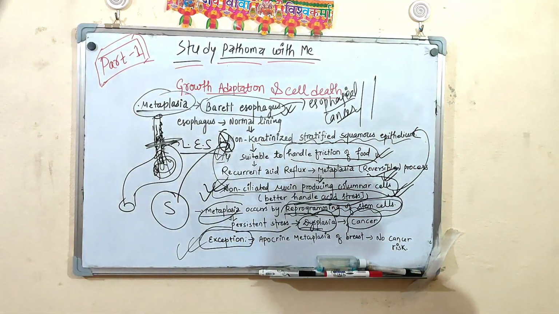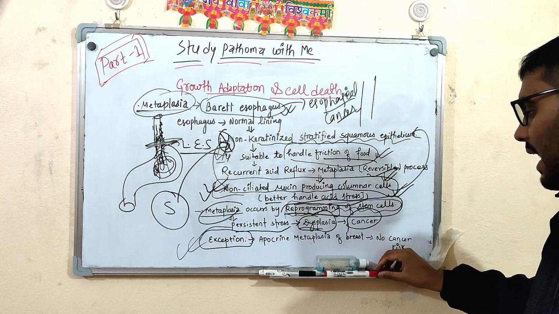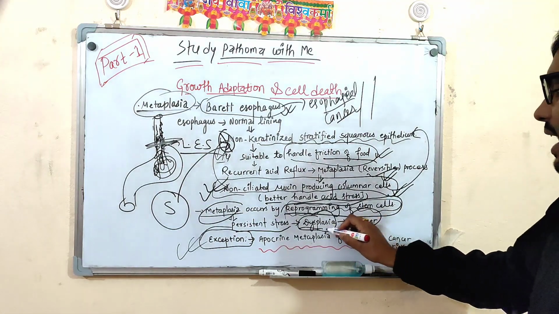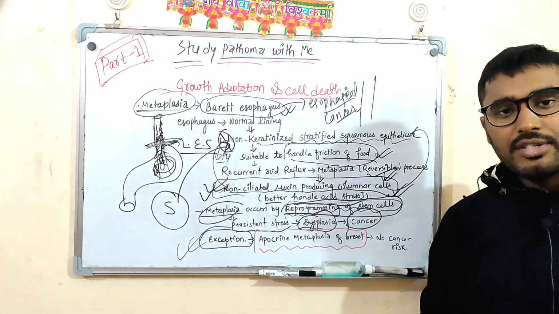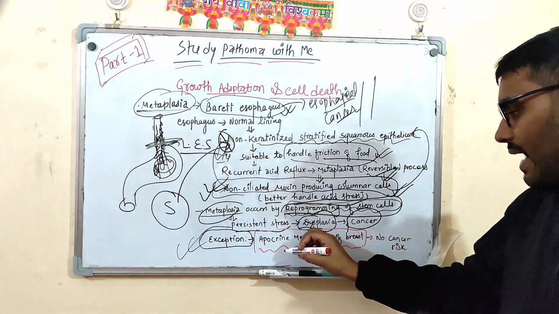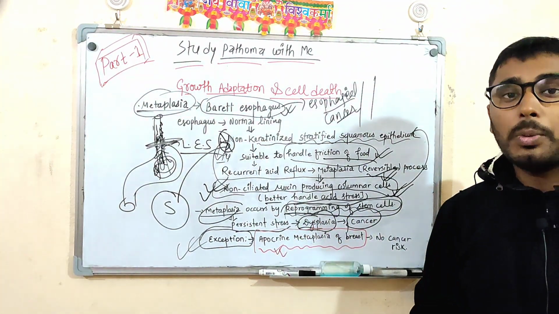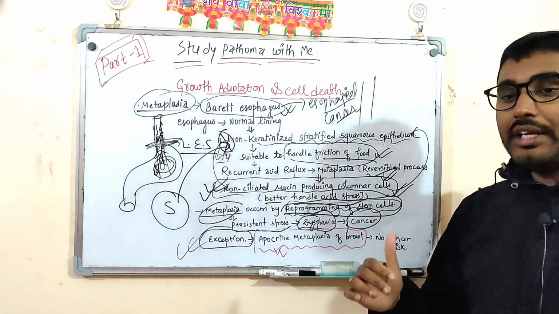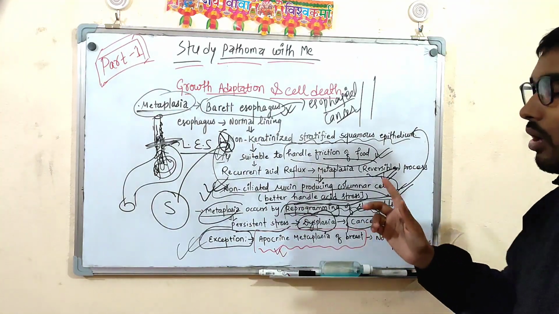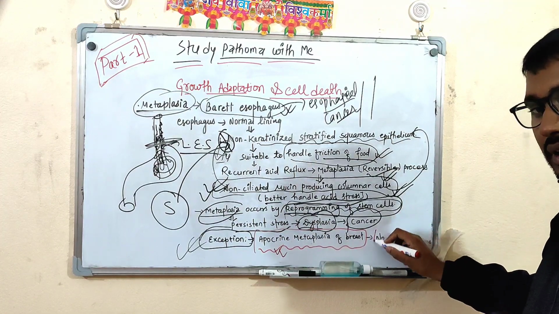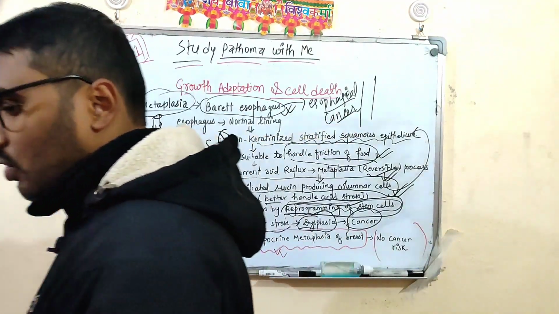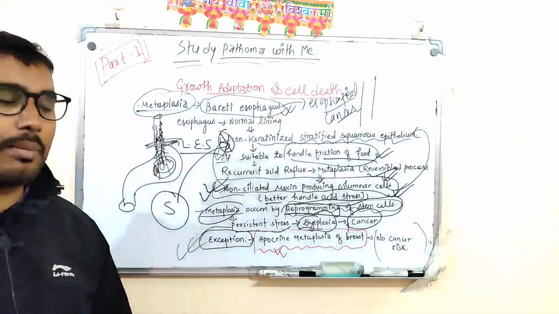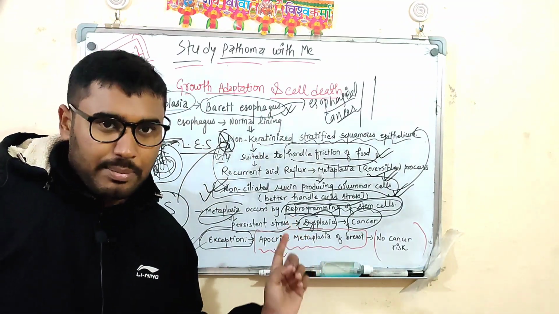Now a very important exception. The exception is apocrine metaplasia of the breast, guys. In the breast there are apocrine glands, involved in the secretion of milk. Whenever this apocrine gland undergoes metaplasia, it will not lead to carcinoma. Usually every metaplasia can lead to cancer. The exception is apocrine metaplasia of the breast, which will not lead to carcinoma. It is an exception, guys.